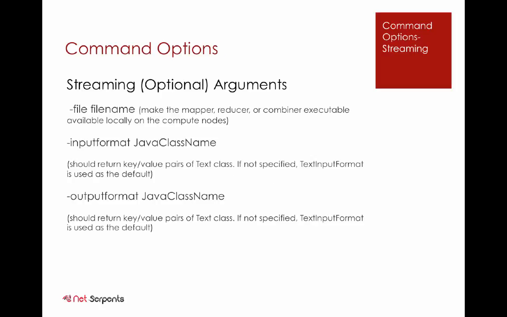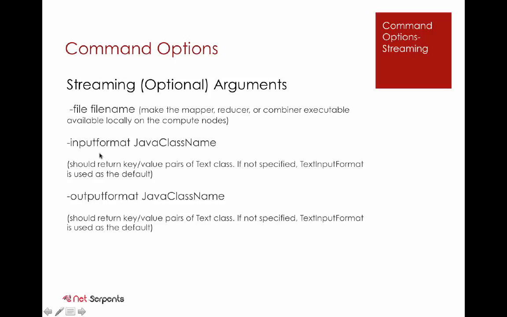So the next thing that we have to know is what are the optional arguments for streaming. There are some optional arguments that you can give. One is the file name. So if you give the file option and give a file name, this is nothing but the executables that you're supplying. So what's going to happen is these executables will get deployed to the compute node. You can also specify which particular Java class name you're going to use.